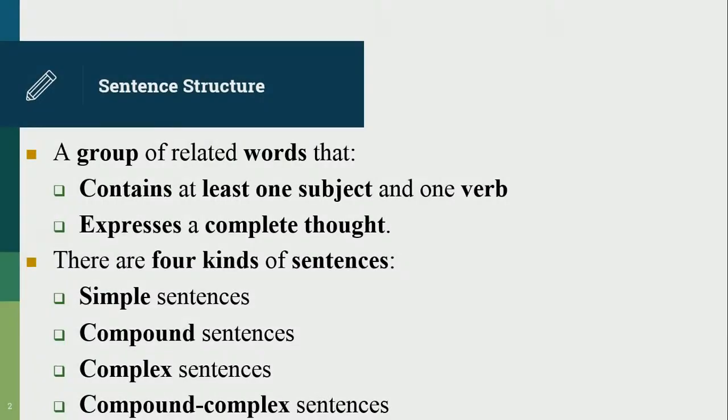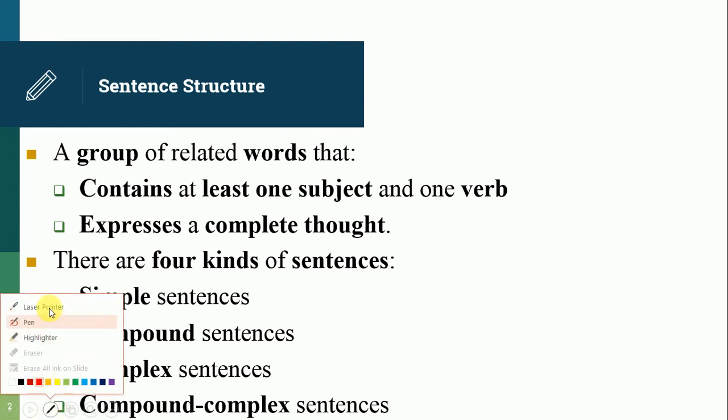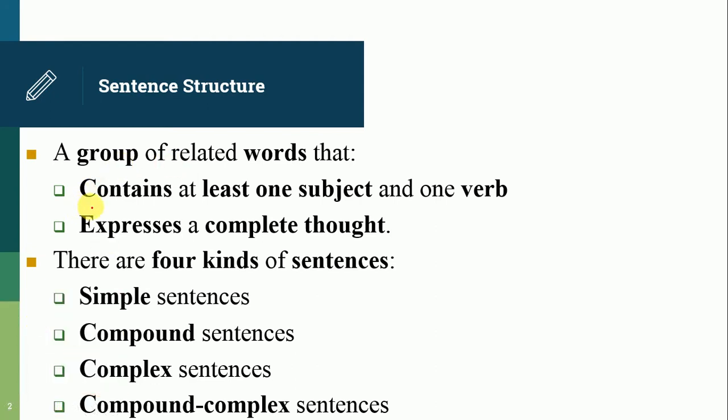The first one we will study is sentence. What is a sentence actually? We define a sentence in so many ways. One way: a sentence is a group of related words that contains at least one subject and one verb, or expresses a complete thought.